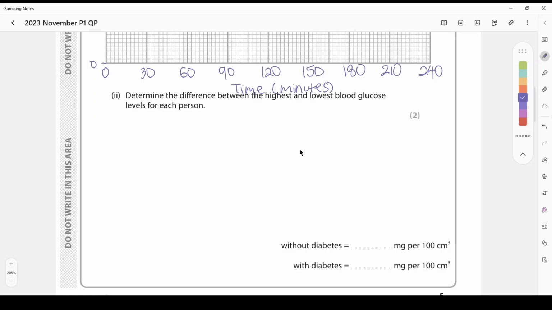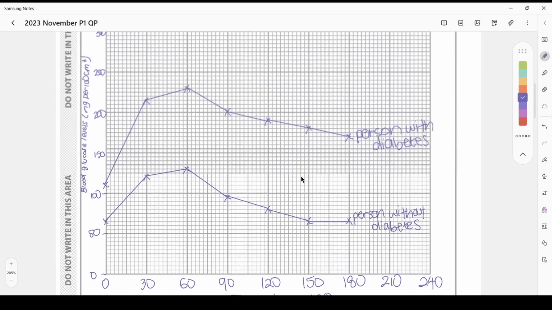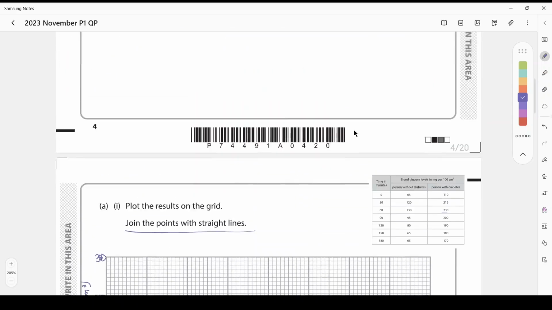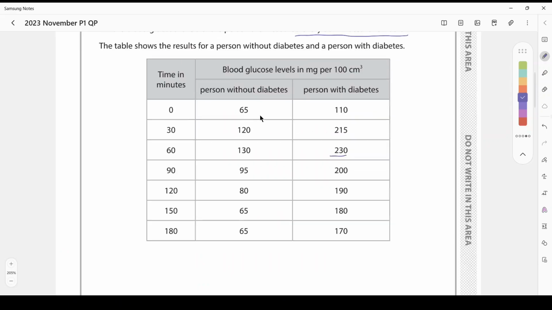Okay. Determine the difference between the highest and the lowest blood glucose levels for each person. All right, so for a person without diabetes, the highest would be, actually we can look at this here. Person without diabetes, the highest is 130, the lowest is 65. So the difference between those two is 65, because 130 minus 65 is 65. Now with diabetes, you've got 230, and the lowest is 110. So that is a difference of 120.